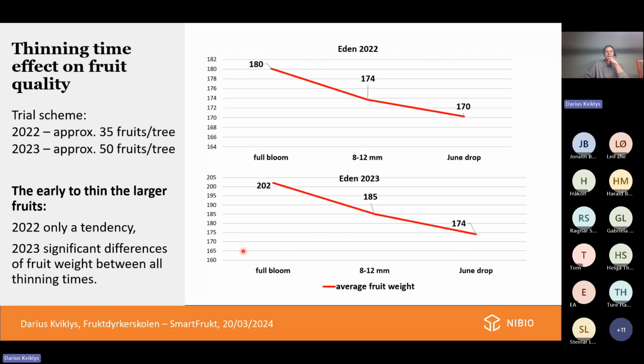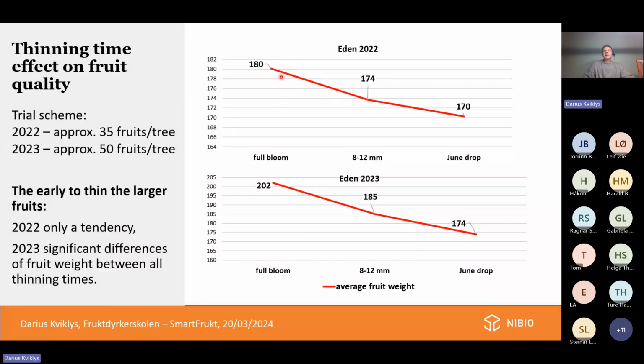Here, I would like to present some results showing a thinning time effect on fruit size. The trial was done with cultivar Eden in 22 and 23. In all, we thin apples at full bloom, at 8-12 millimeter stage, and after June drop. At all thinning times, we maintained in 22 approximately 35 fruits per tree, and in 23, because trees were larger, we maintained 50 fruits per tree.